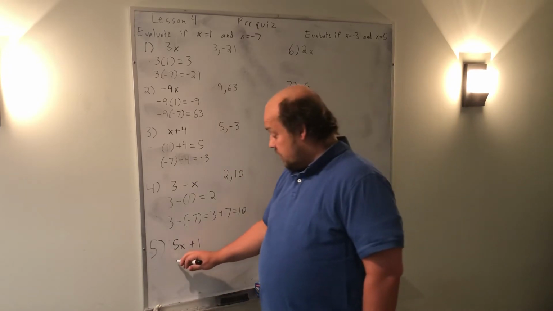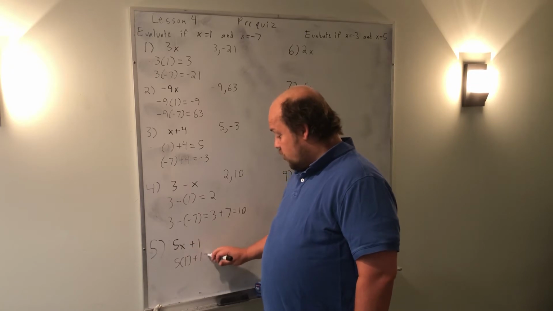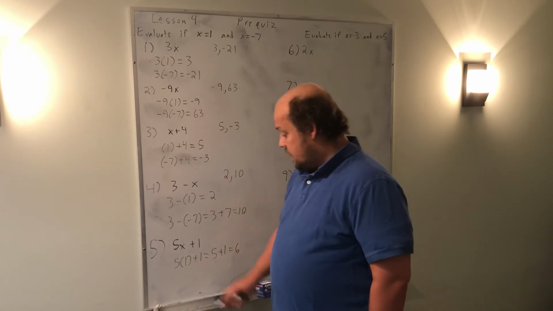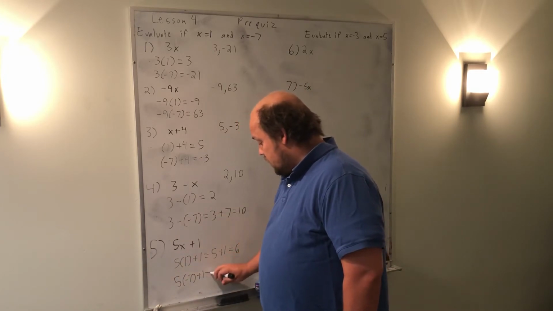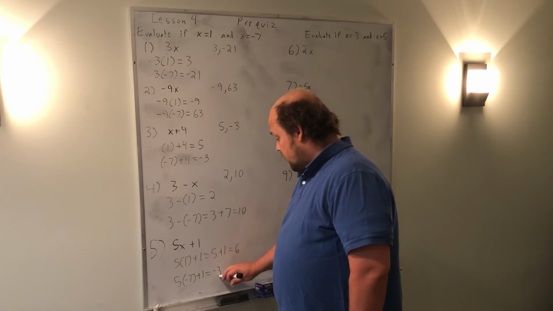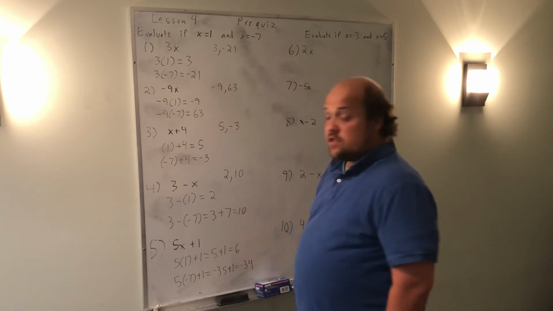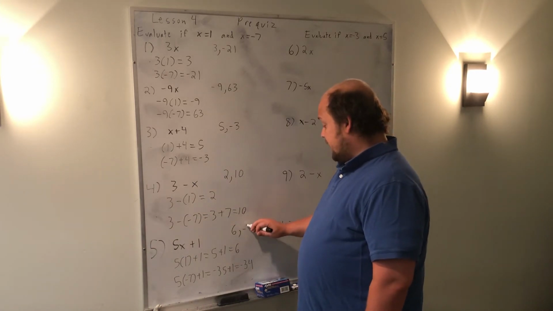Final one, I'm plugging in for 5x plus 1, so it becomes 5 times 1 plus 1. That becomes 5 plus 1, or just 6. And then I do 5 times -7 plus 1. That becomes -35 plus 1, or -34. So my final answer for this problem would be 6, -34.